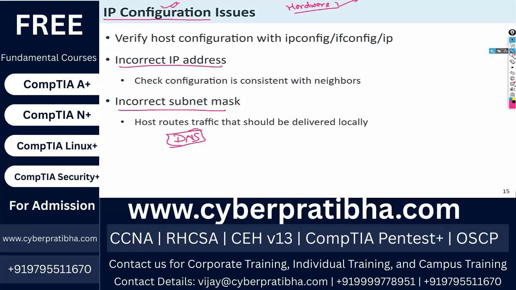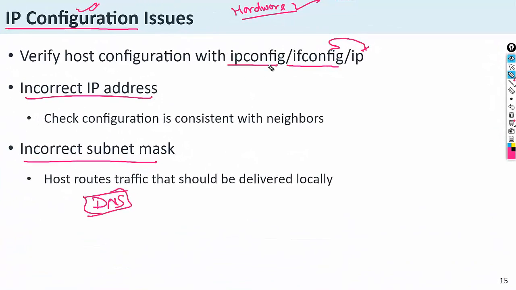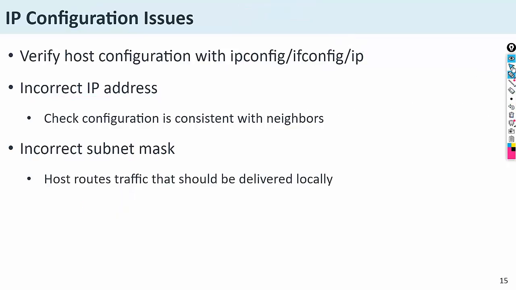So how can you check? Simply use ipconfig on Windows, ifconfig or ip on Linux. You can use these commands to check the configuration. If the proper configuration is not there, then you need to configure it properly.